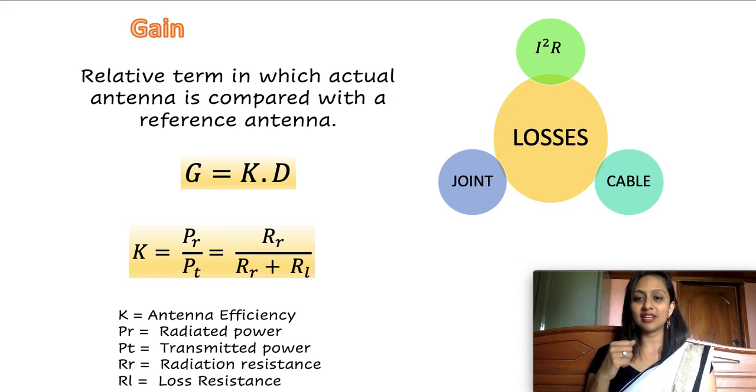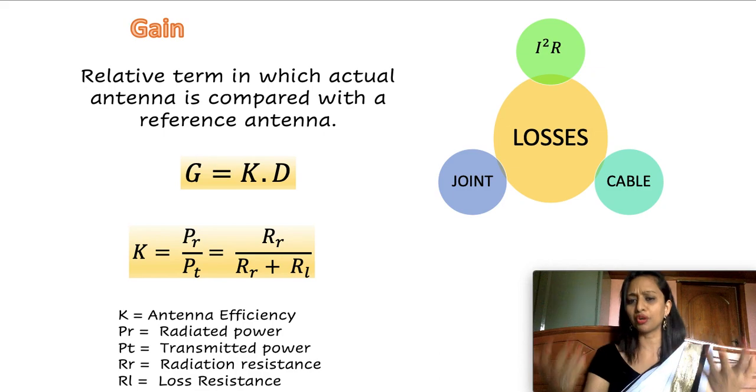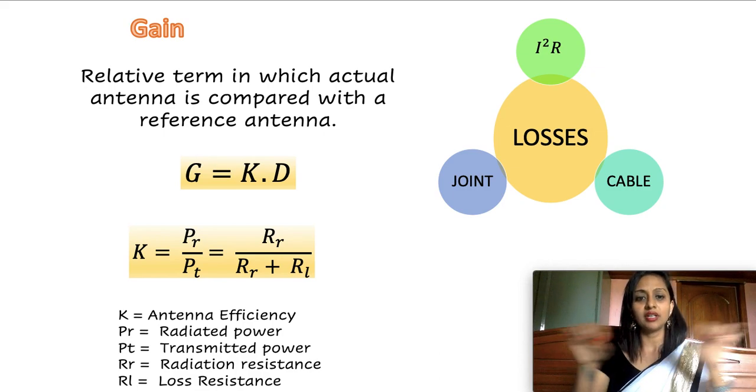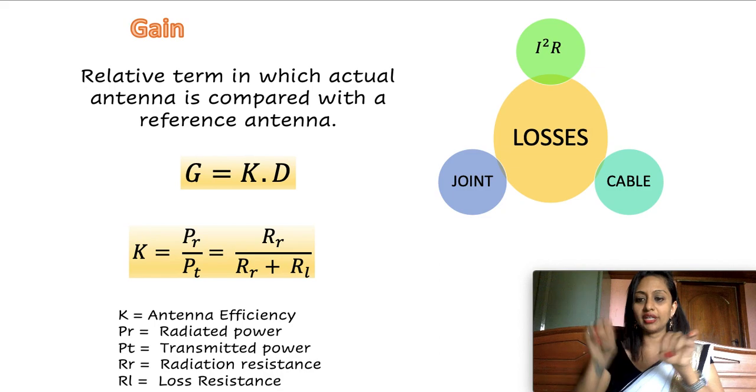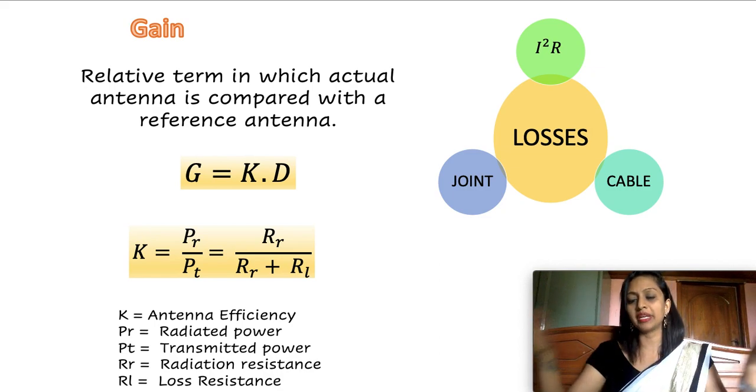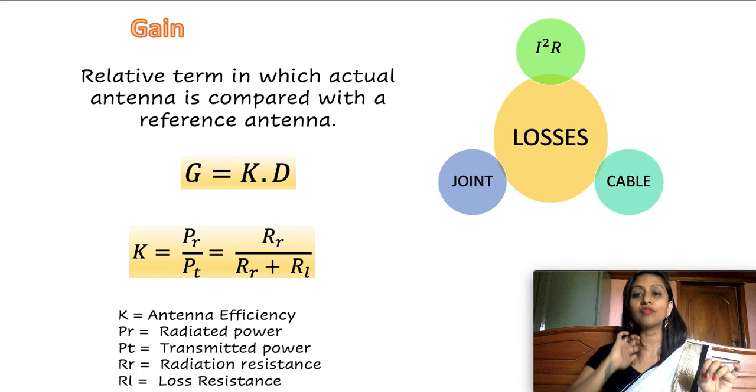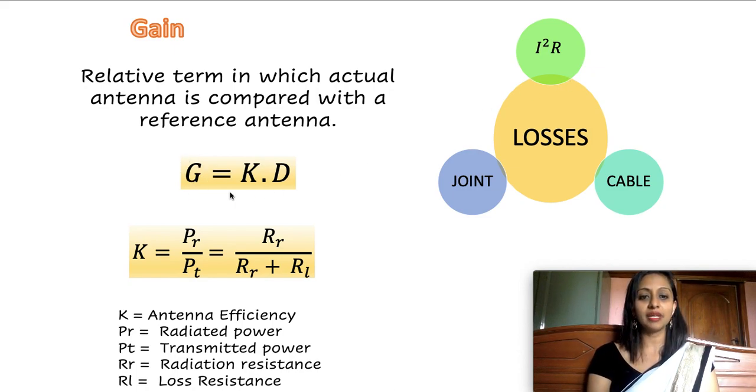So when I look into the losses, what will I have? I squared R loss, which is the thermal loss or ohmic loss. Cable joints, when I'm transmitting from wire to wireless, maybe there is some loss in the cable. Anything can wear out eventually. Or if I have a long cable which I have joined and made a big cable, even then I will have a number of losses. So when I consider all these losses, my gain expression will be equal to k times D. Okay, so gain is basically a relative term in which the actual antenna is compared to a reference antenna.